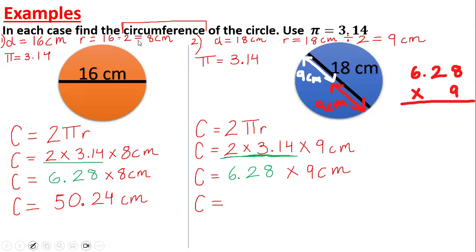I think that's wrong, actually. What do you think? 56.52. Anyone else got 56.52? Yes, sir. Okay. Davinique, what did you get?